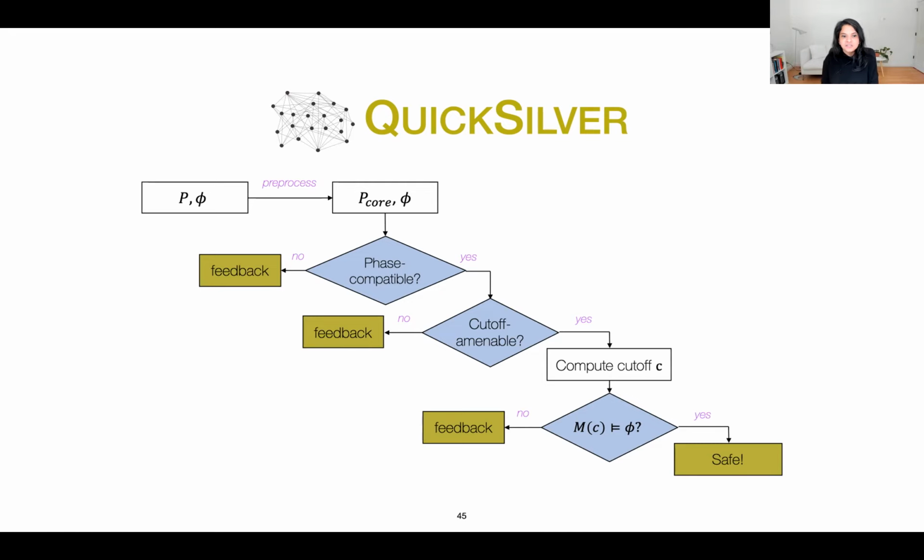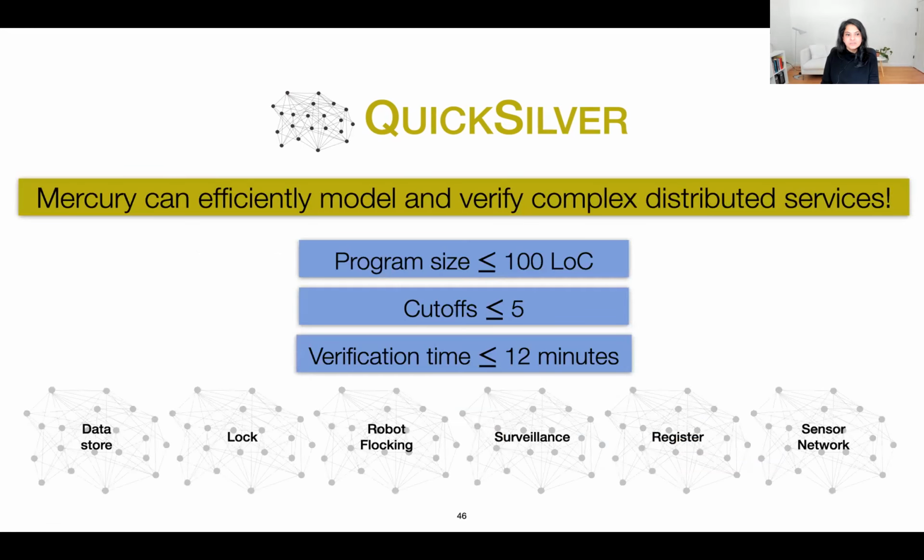This is critical. So if the process is cutoff amenable, then you compute the cutoff, you do the verification for the bounded system of size equal to the cutoff, and if it passes the verification, then you declare that the system is safe. Otherwise, you have a counterexample, which is again fed back to the user, right? So that the user can change the system. So that's essentially the basic algorithm implemented in Quicksilver.